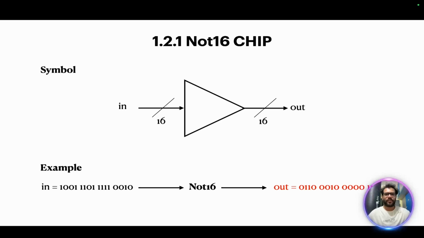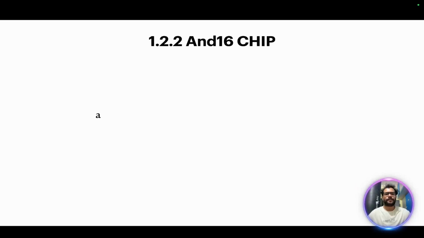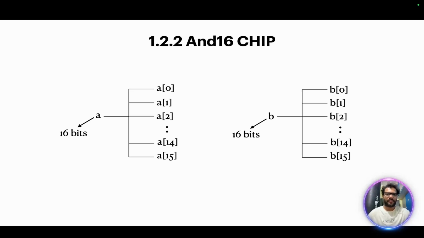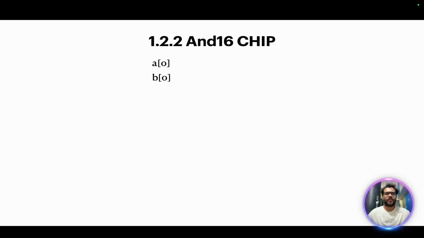Let's move on to the next chip, which is And16. We need two inputs for the AND gate. Let's consider A and B. A is of 16 bits and B is of 16 bits. And their addressing will look like this. Similar to the NOT chip, you'll have A of 0 all the way to A of 15 and B of 0 all the way to B of 15. Now, how do you perform the AND operation? You take A of 0, you take B of 0 and pass it through one AND gate that we have already built in the elementary chips to get the output of 0.